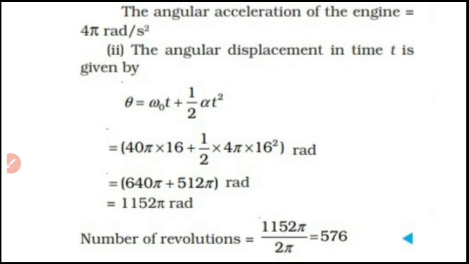Now to get the number of revolutions, just divide this angular displacement by 2 pi, and we'll get 576. So the number of revolutions in 16 seconds is 576.